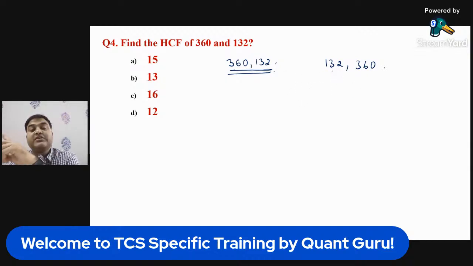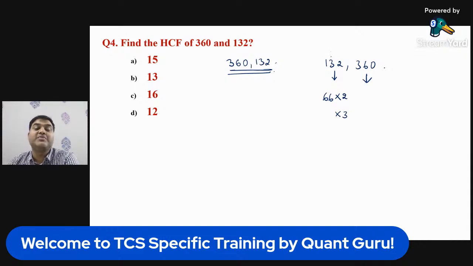One way is finding the complete factorization of the numbers and then finding the common factors. What I told was to just write down the bigger numbers. So 132 is 2 times how much? 66, and 66 into 2 is going to be 132. Okay, this can also be divided by 3.